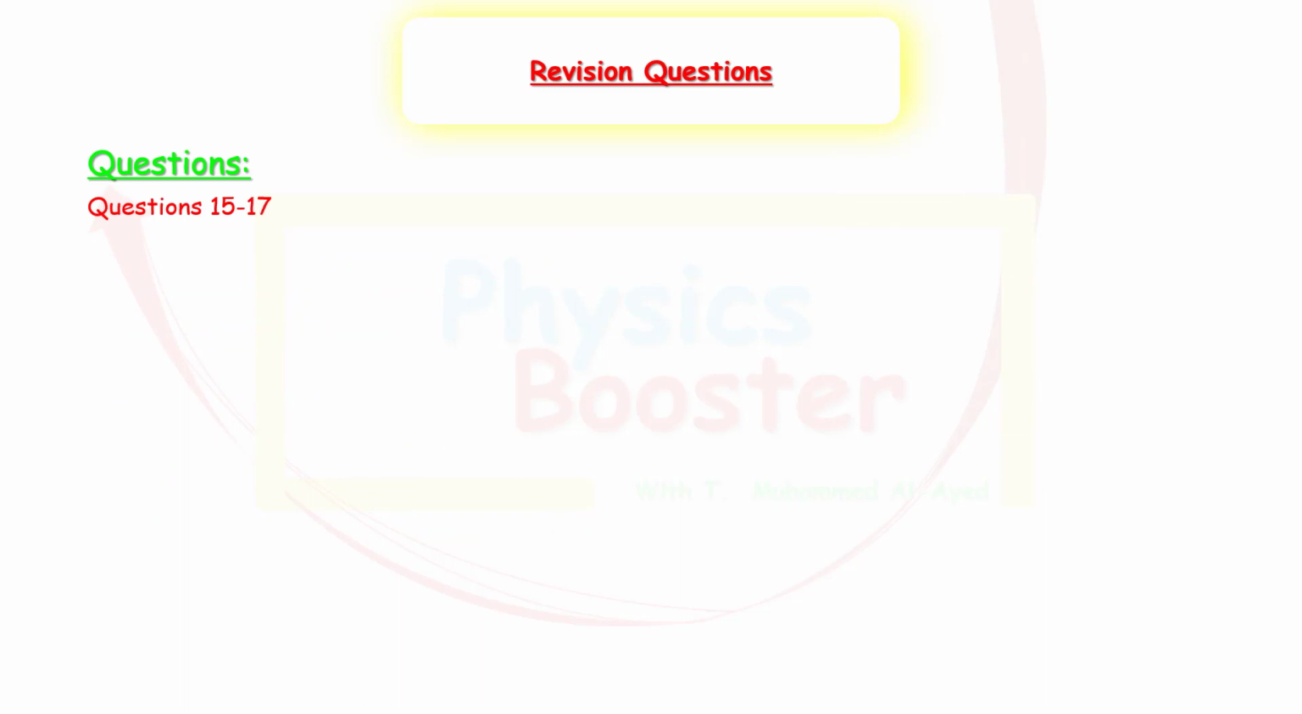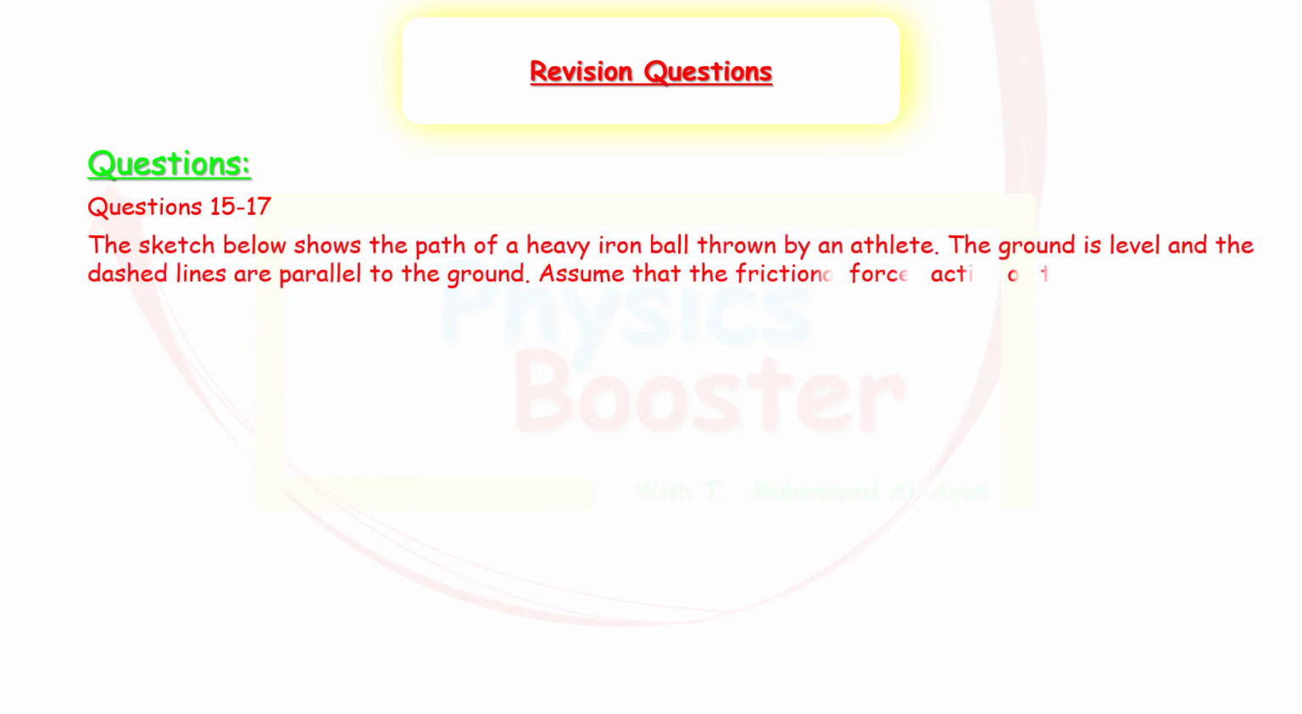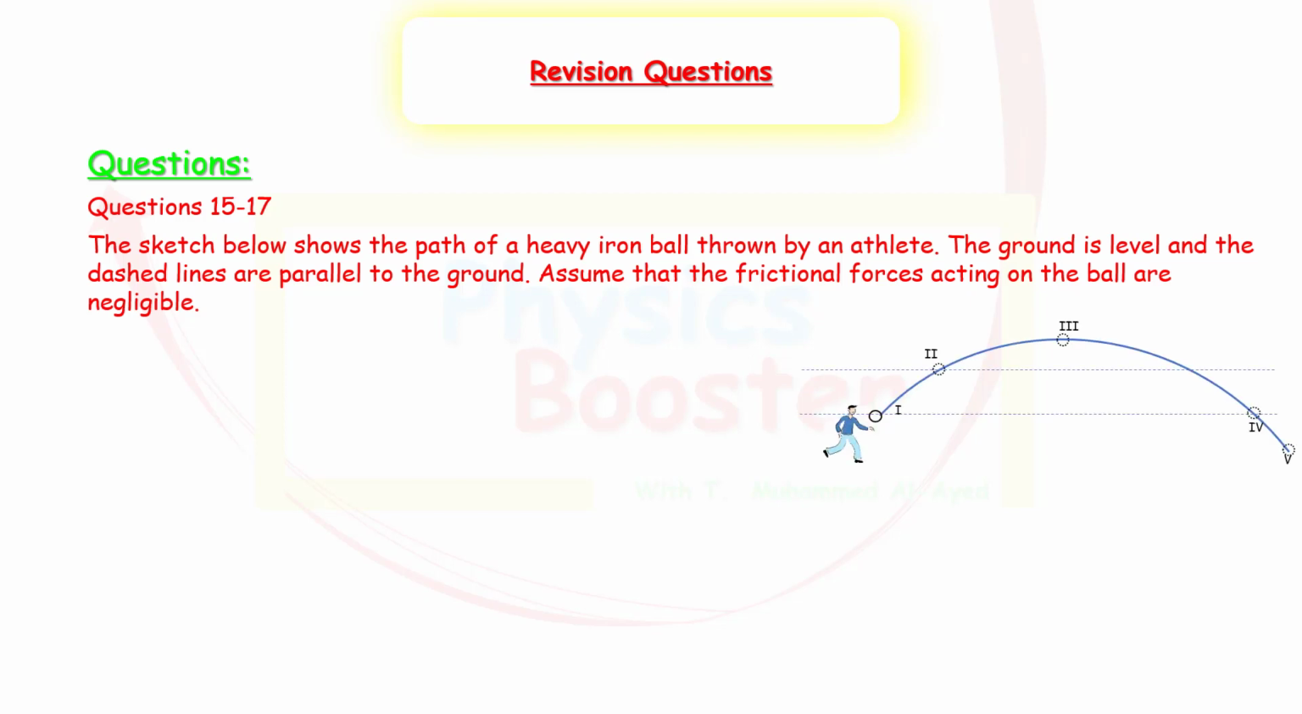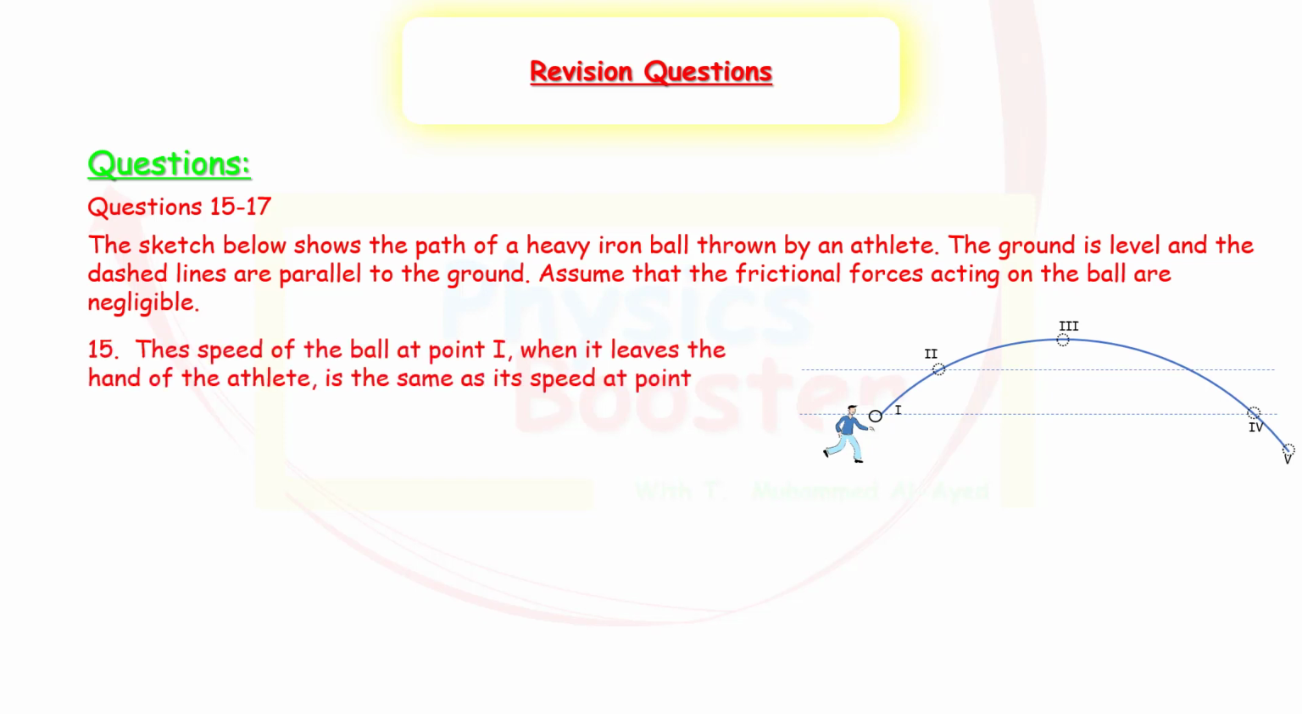Next question, 15 to 17 are related. The sketch below shows the path of a heavy iron ball thrown by an athlete. The ground is level and the dashed lines are parallel to the ground. Assume that the frictional forces acting on the ball are negligible. This means that we have no energy losses. Well, it's very similar to the first question we solved in the previous video. Now it's saying that the speed of the ball at point I when it leaves the hand of the athlete is the same as the speed at which point?